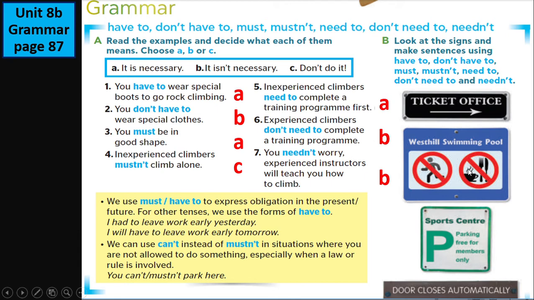Now I want you to answer exercise B. In exercise B, what you are going to do is look at the signs here and make sentences using have to, don't have to, must, mustn't, need to, don't need to, and needn't. You can pause the video now and try to write your sentences.